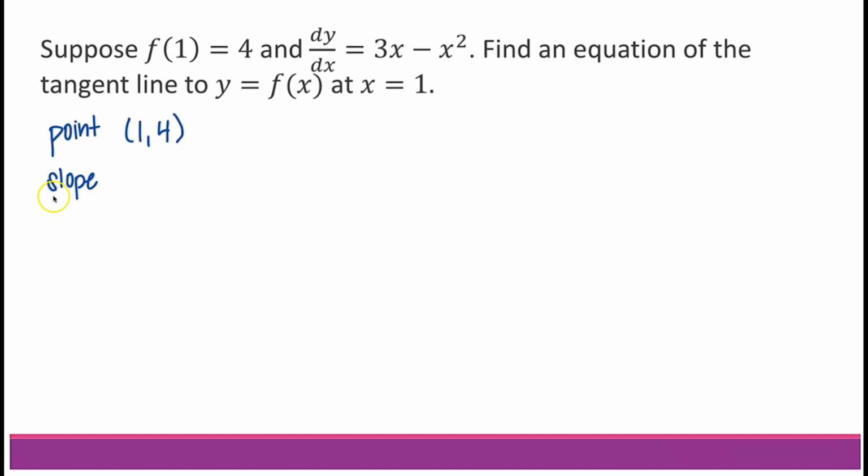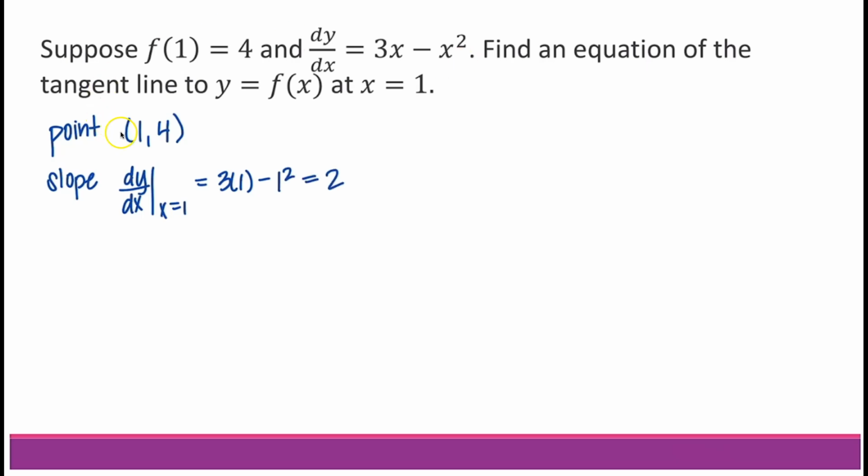Now, I also need the slope of the tangent line at x equals 1. So for that, I want the derivative at x equals 1, and I've actually been given the derivative here, not the original function. So dy/dx is the derivative already, so we don't want to take a derivative. We're just going to substitute 1 into dy/dx. So the slope is dy/dx at x equals 1, which is 3 times 1 minus 1 squared, or 2.